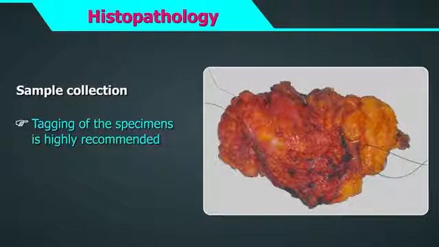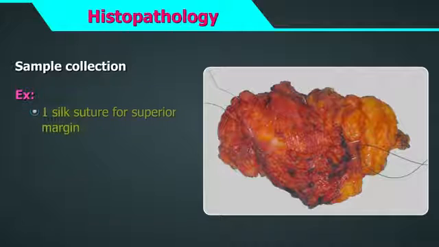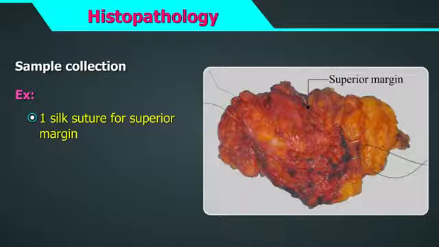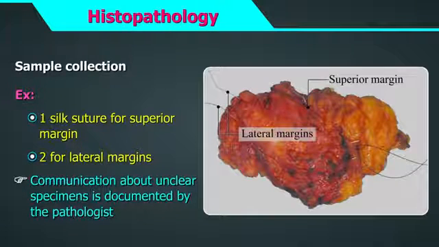Tagging of the specimens is highly recommended for easy orientation of the tissue. Every institute should evolve tagging mechanisms of communication between surgery and pathology staff. For example, 1 silk suture for superior margin, 2 for lateral margins, etc. This should be clearly defined in the SOPs. Any orientation of the large specimens, if unclear, should be immediately communicated with the clinician and be clarified. Such communication shall also be documented by the pathologist on the request form.